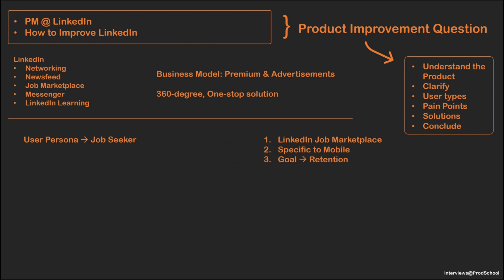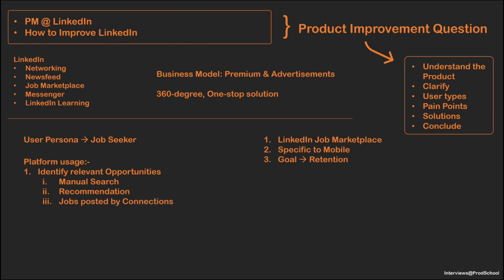Alright, next let's see how a job seeker uses LinkedIn jobs today. For any job seeker, the most important aspect is to identify relevant job opportunities. I think today this can be achieved in multiple ways. One, they can manually search for jobs, the obvious one. Second, they can view the LinkedIn job recommendations. Third, they can also view jobs posted by a network connection, which is their first or second level connections basically.